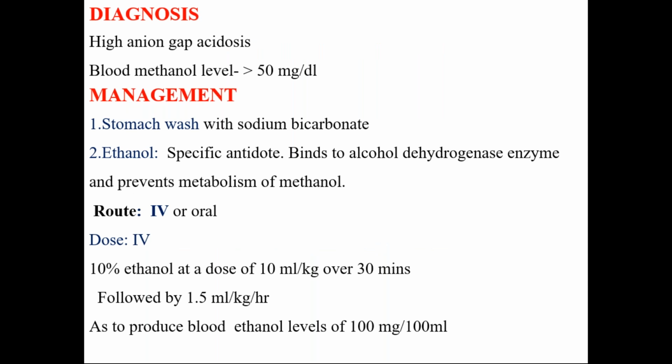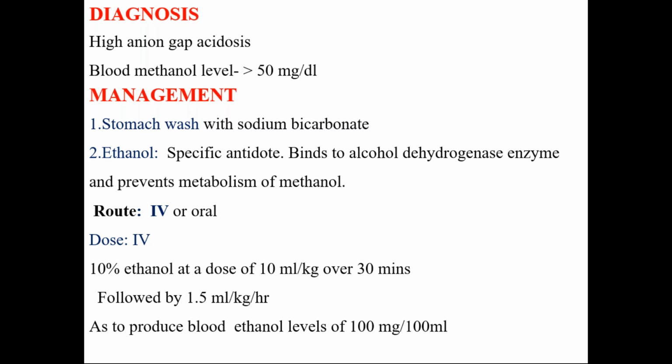How to diagnose methyl alcohol poisoning? One feature is high anion gap metabolic acidosis, and then by measuring the blood methanol levels, if it is greater than 50 milligrams per deciliter, then we can diagnose methyl alcohol poisoning. So two features: blood methanol level greater than 50 milligrams per dl, and high anion gap acidosis.